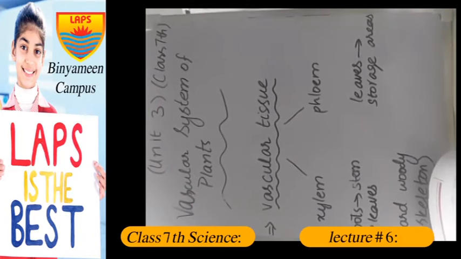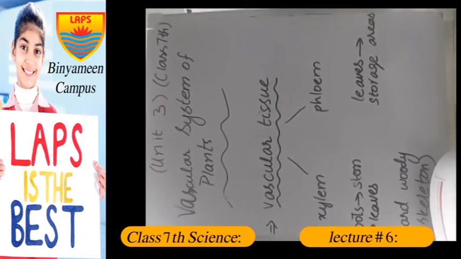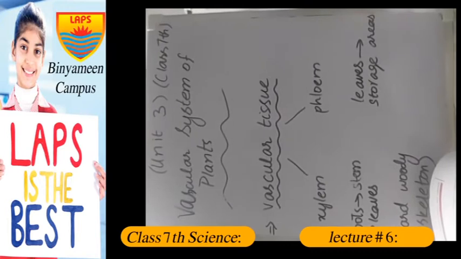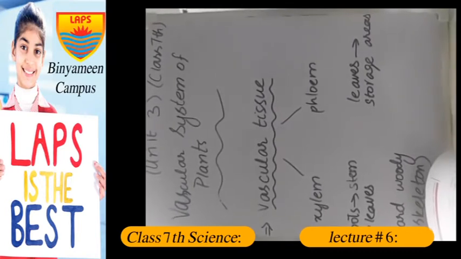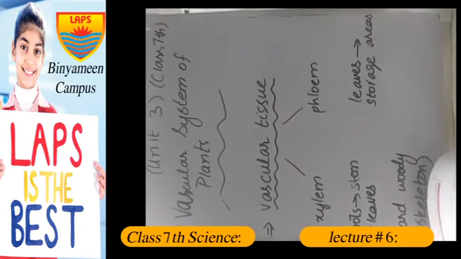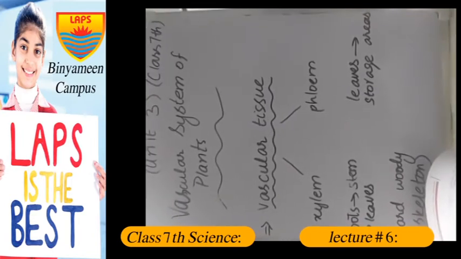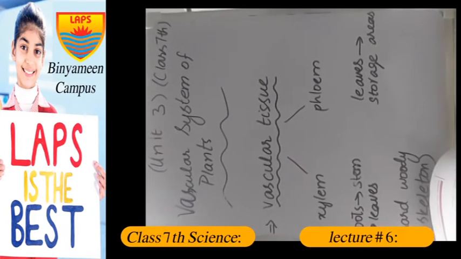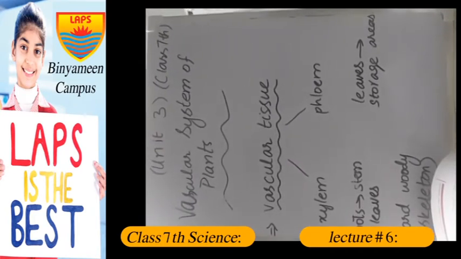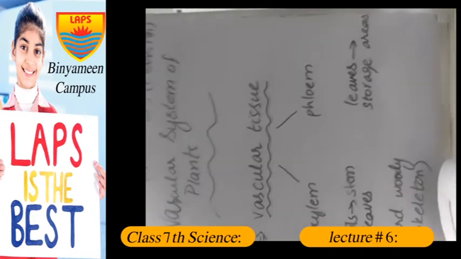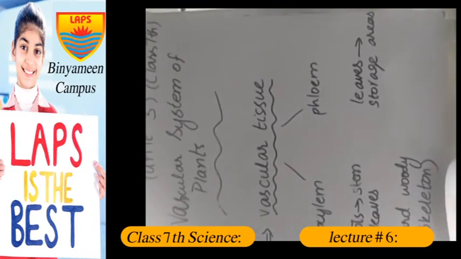We are discussing unit number 3, that is about the transport system in plants and animals. We have already discussed the transport system in animals, that was the circulatory system, the heart, blood vessels. Now today we are going to start the transport system in plants. The transport system in plants is called the vascular system of plants.